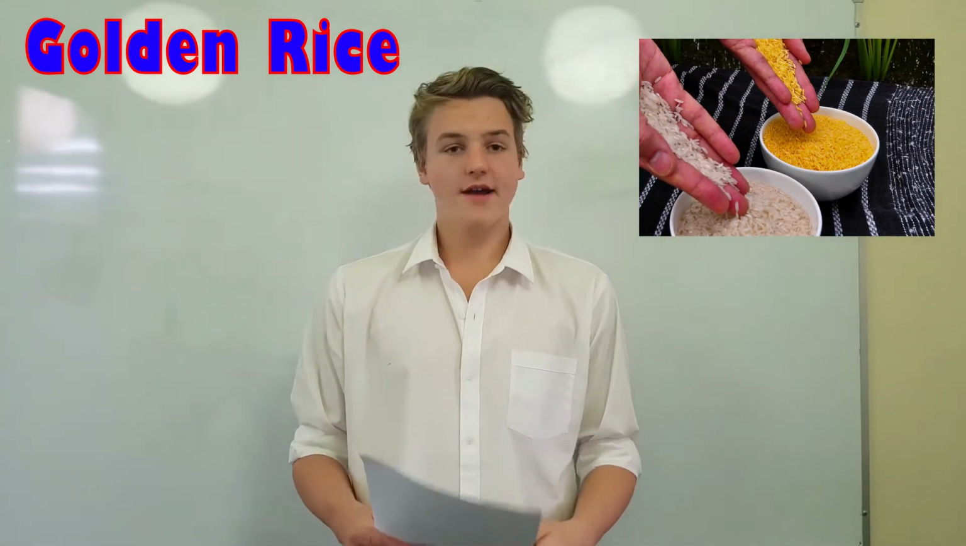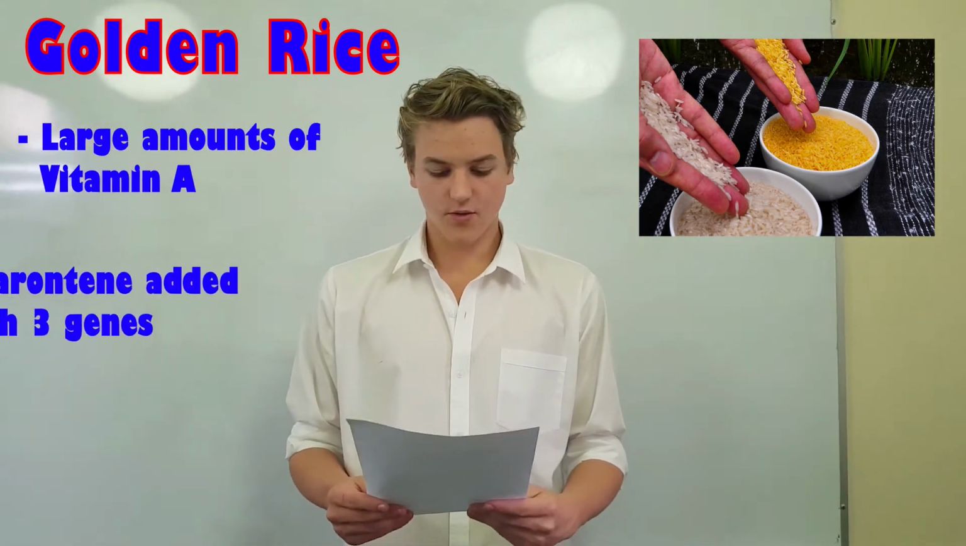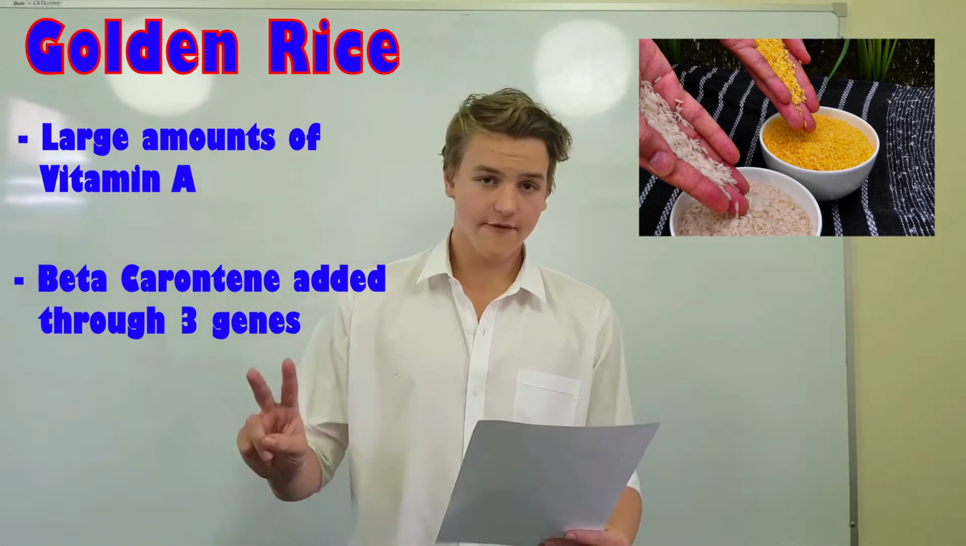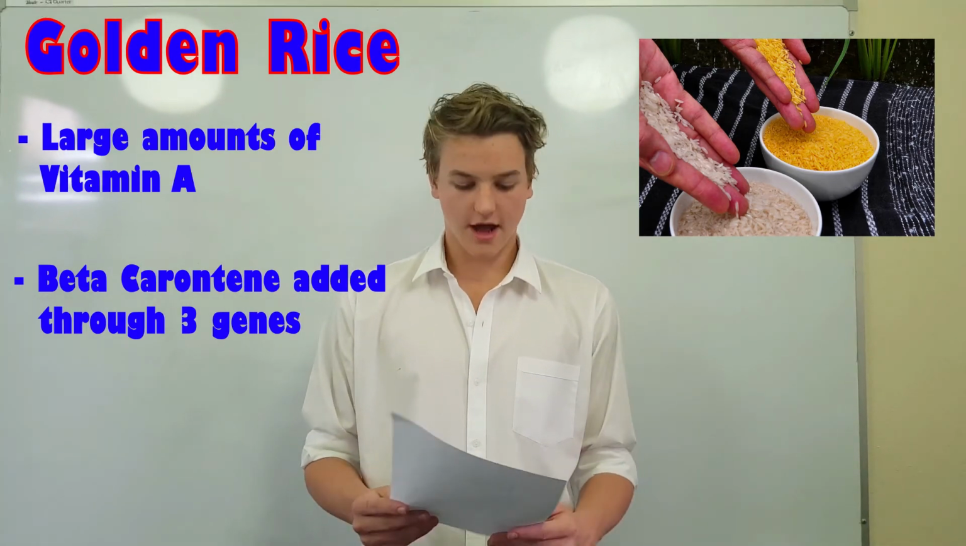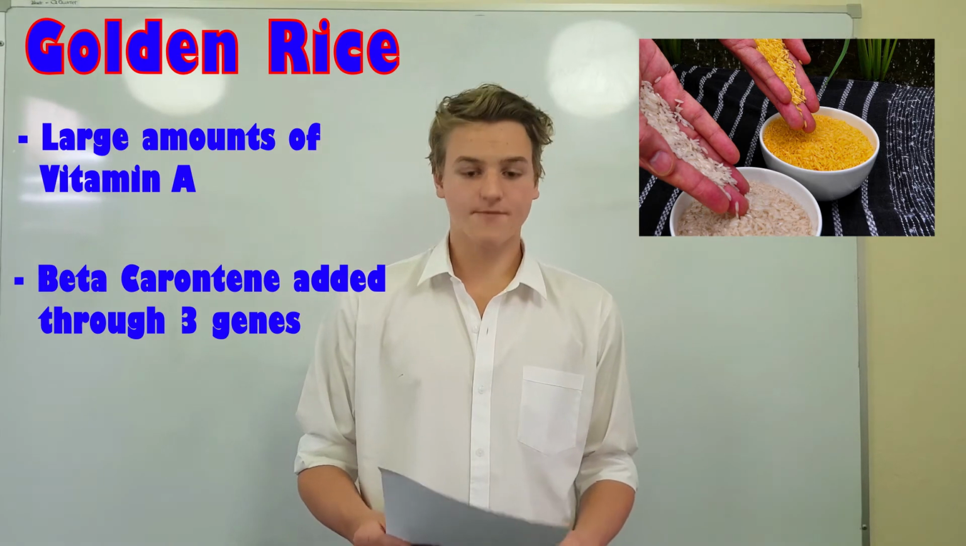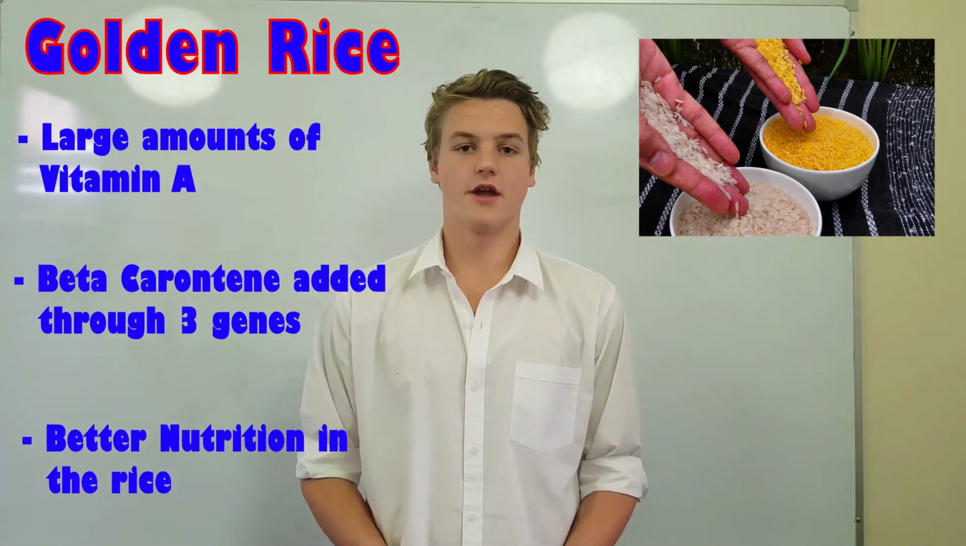The next example is golden rice. The rice contains large amounts of vitamin A. Beta-carotene was added through 3 genes, 2 from daffodils and 1 from bacteria. This gives it an orange colour. This benefits people in poor developing countries as it gives them a better nutritional diet.